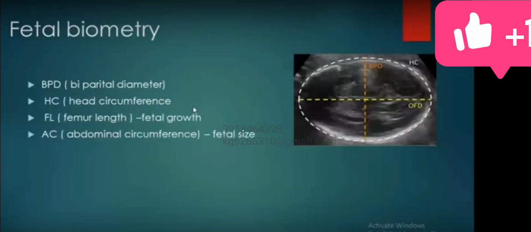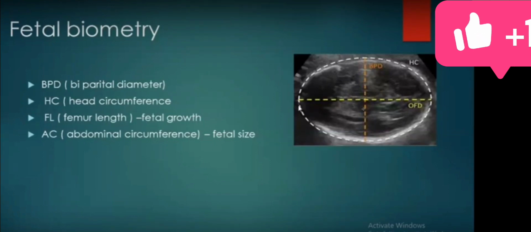In a USG, you can see some common terms, especially in the anomaly scan: BPD, HC, FL, AC. We'll discuss what these common terms are. BPD is the biparietal diameter. This is the transaxial view of the skull of the baby, and this diameter is the biparietal diameter.